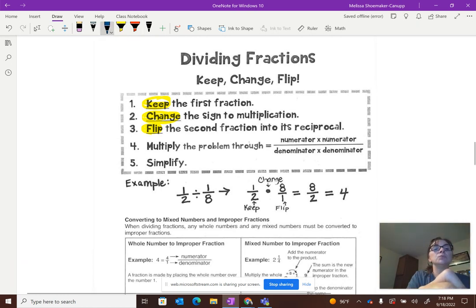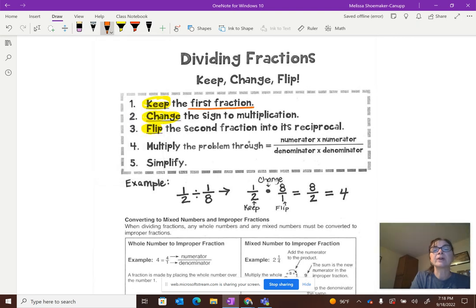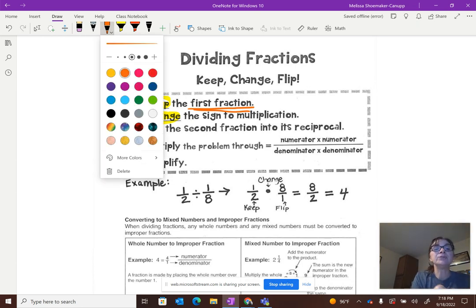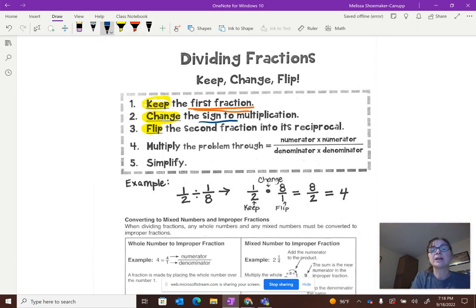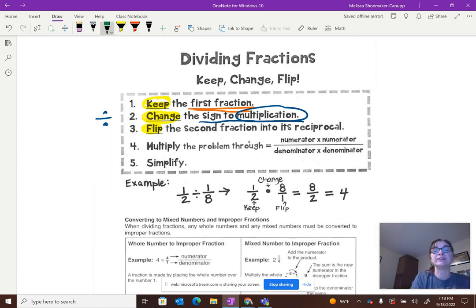Now, what does this mean? We're going to keep the first fraction, so you do not do anything to it. You just write it down. Then you're going to change the sign. So we're going to change division to multiplication. Okay, now because we do that, we have to remember the last word, and that's flip. You're going to flip the second fraction into its reciprocal.